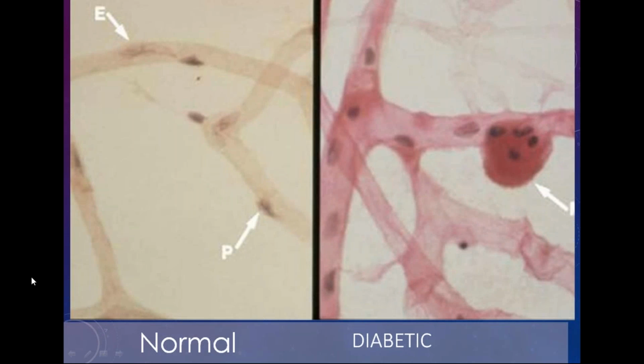This is a normal picture. Here you can see there is a loss of intramural pericytes leading to formation of microaneurysm. This is a microaneurysm here.